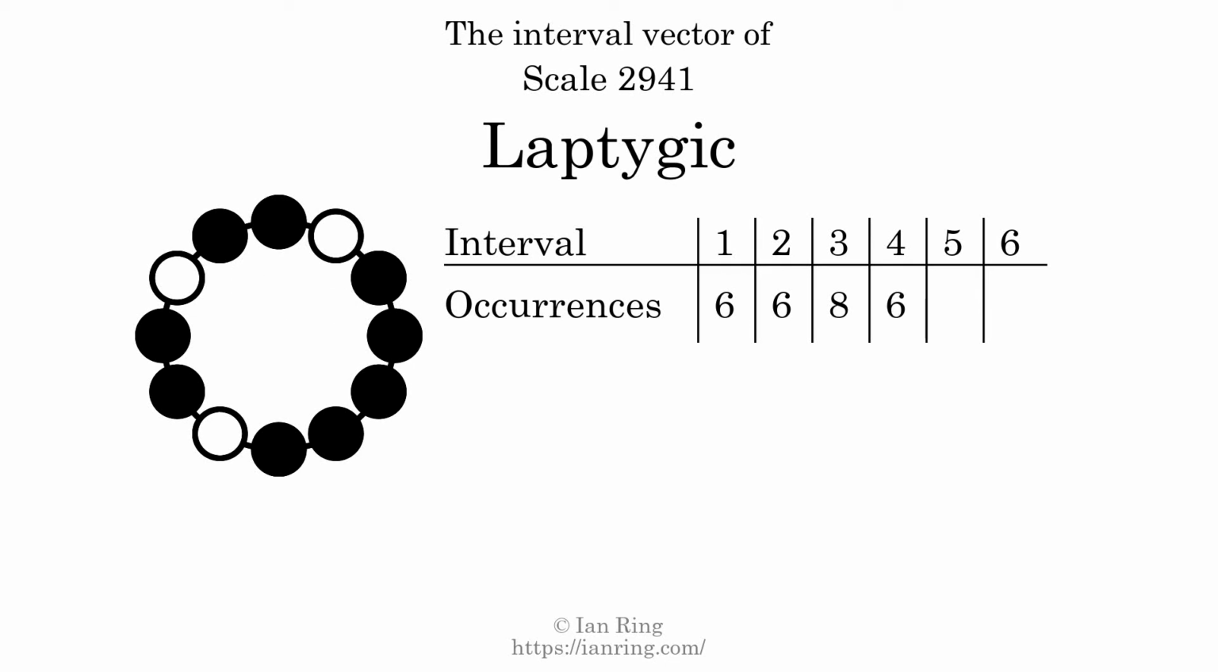There are 6 intervals with the size of 4 semitones. They are here, here, here, here, here, and here. There are 6 intervals with the size of 5 semitones. They are here, here, here, here, here, and here. There are 4 intervals with the size of 6 semitones. They are here, here, here, and here. Each interval does not appear in this scale a unique number of times, so this is not a deep scale.